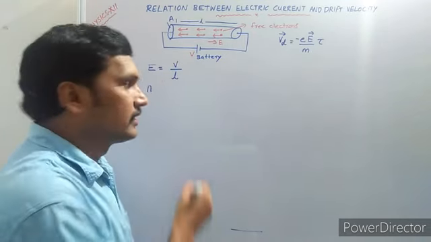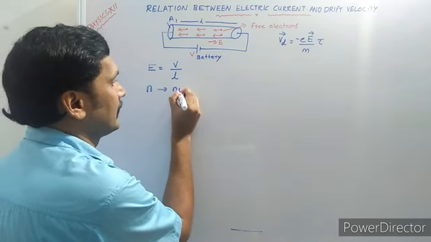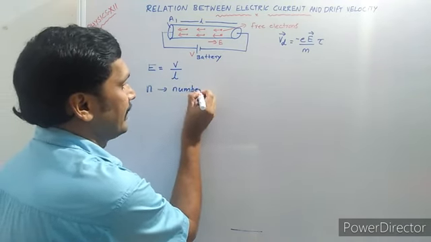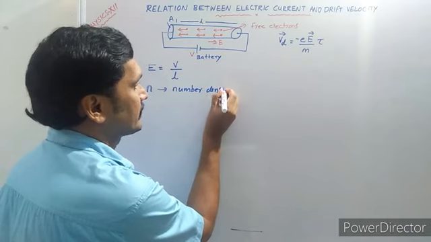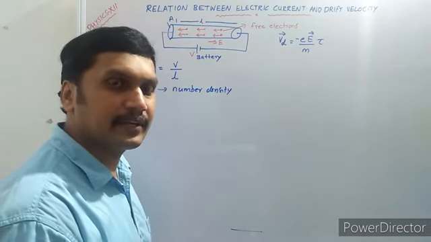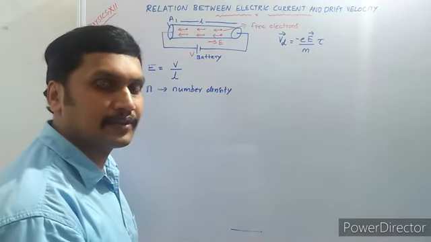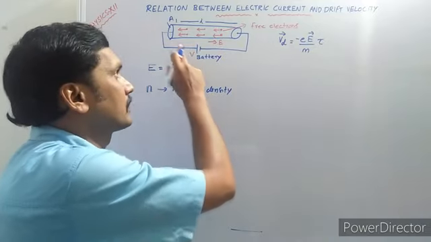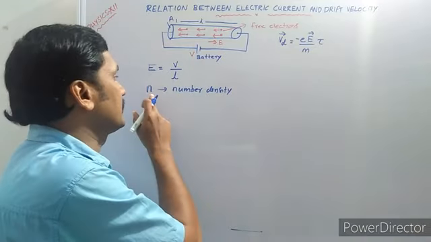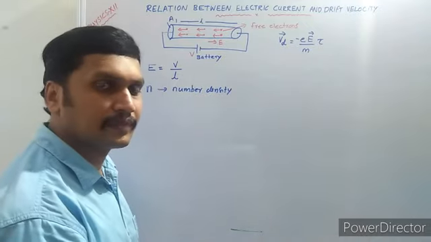Now let us say n, small letter n, is the number density of the electron in this conductor. Number density means the number of electrons per unit volume of this conductor. Let us say n is the number density of electron in this conductor.